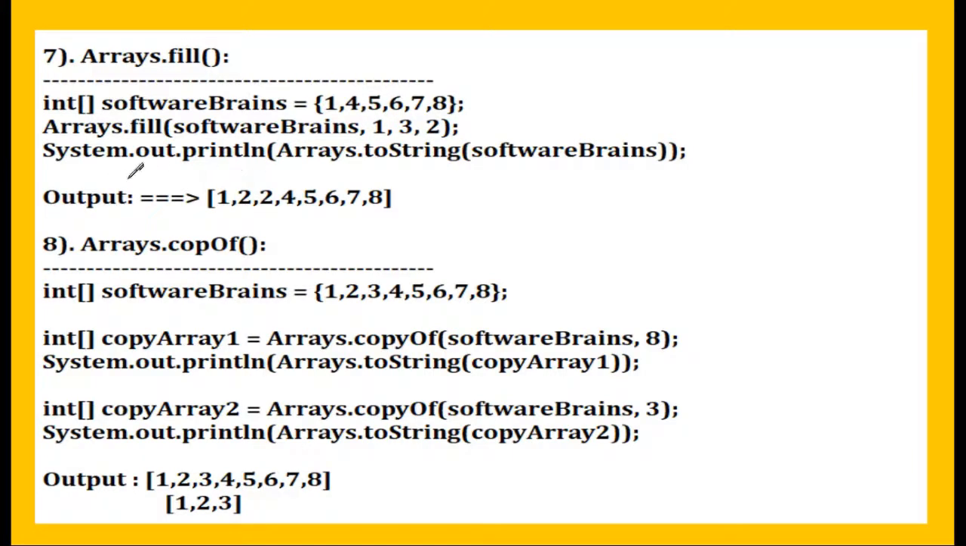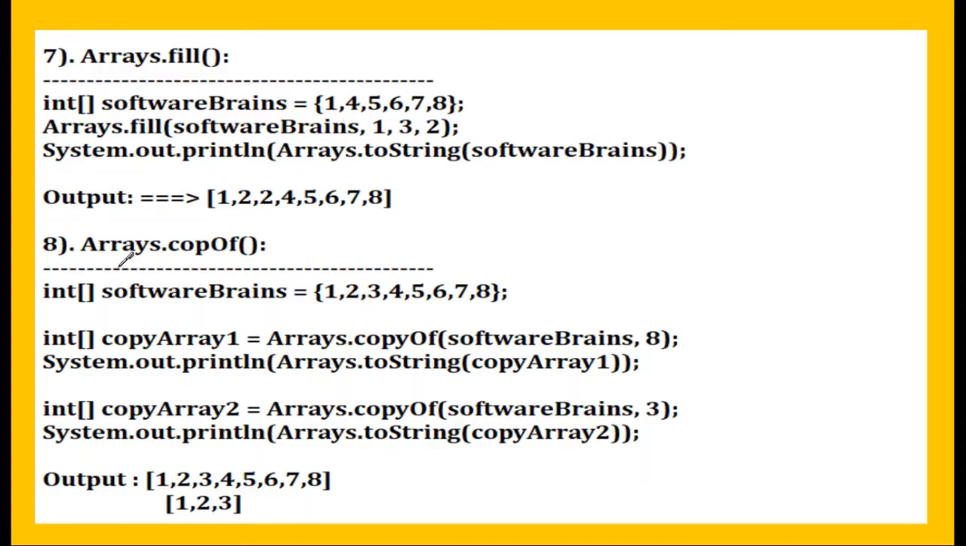So starting from 1 and 2, it will take the first index and second index, so in two indexes the 2 would be filled. When I print my array after filling using this method, System.out.println(Arrays.toString(softwareBrains)) would print the output 1, 2, 2, 4, 5, 6, 7, 8, because the 2 is filled at the two locations between 1 and 3, which are 1 and 2. So the 0th location has 1, the first location we fill with 2, the second location we fill with 2, and all the rest of the locations are the same as earlier.